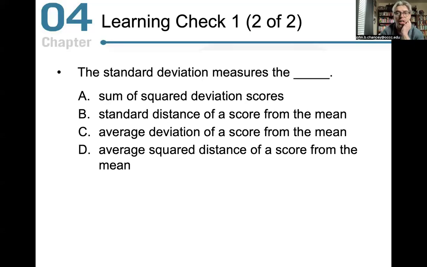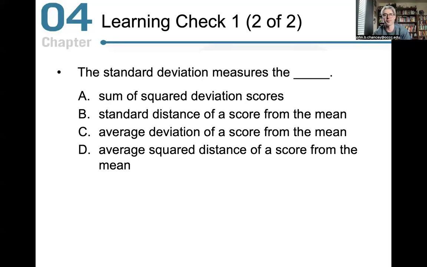All right, another learning comprehension check. Make sure you understand before moving on. The standard deviation measures what? Is it A, the sum of squared deviation scores? Is it B, the standard distance of a score from the mean? C, the average deviation of a score from the mean? Or D, the average squared distance of a score from the mean? Pause the video, think it over, and come back when you have your answer.